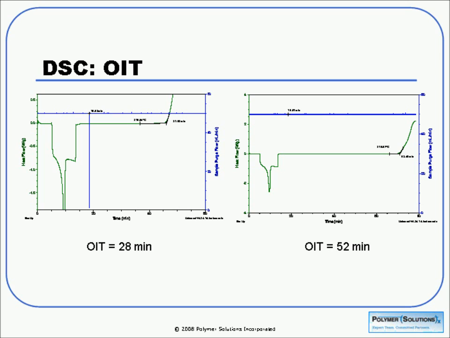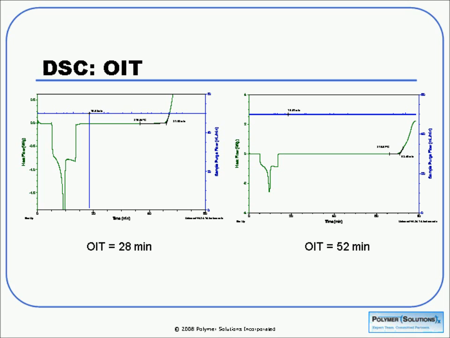I mentioned oxidative induction time, and the curves that we see here are related to that measurement. Basically, under actual use conditions, polymers will often experience degradation from oxidation. And oftentimes manufacturers add antioxidants in order to slow down that process. And we can use DSC to measure how well those materials are working.